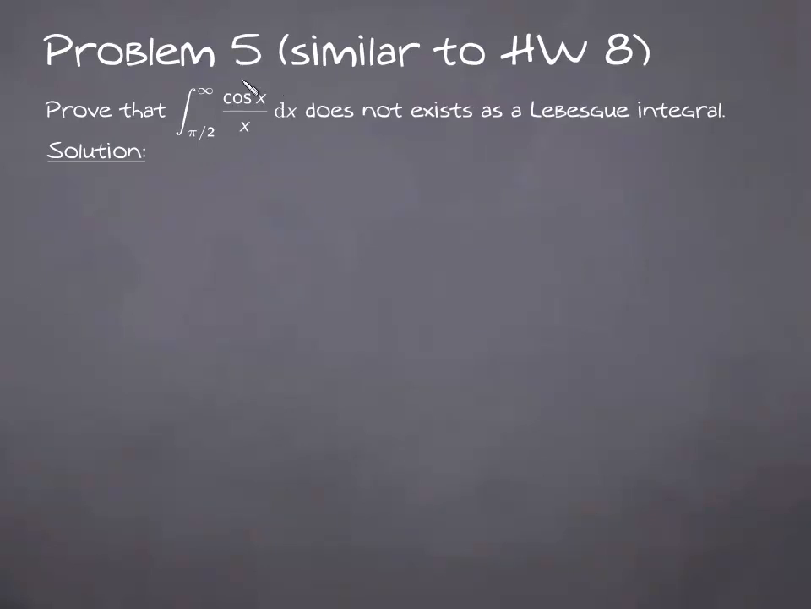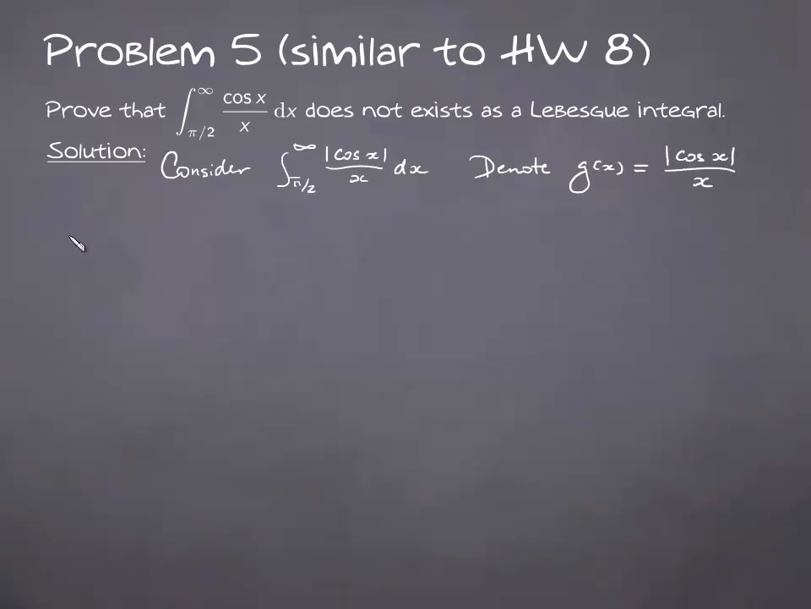Now I'm going to show that the same integral doesn't exist as a Lebesgue integral. Recall that a function is Lebesgue integrable if and only if the Lebesgue integral of the absolute value of such function is finite. So we need to consider the improper Riemann integral of the function absolute value of cosine of x divided by x from pi over 2 to infinity. Let me denote the integrand by g. So g of x is absolute value of cosine of x divided by x, and let me plot this function.